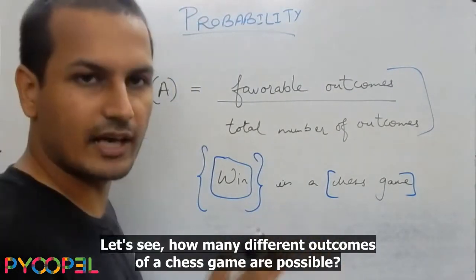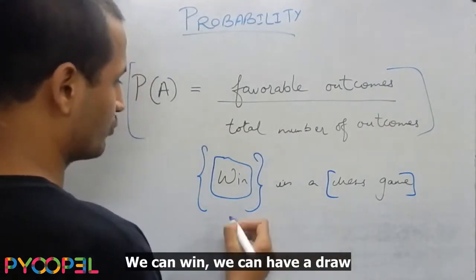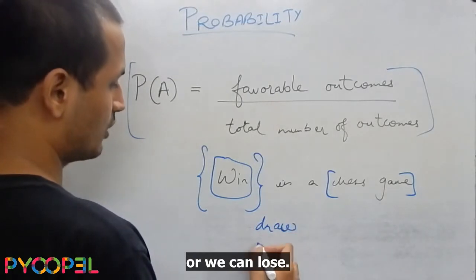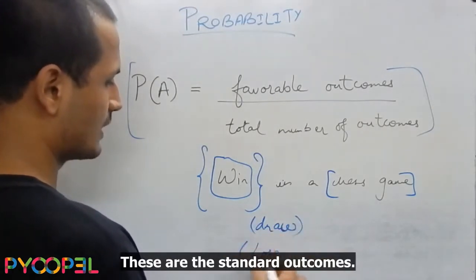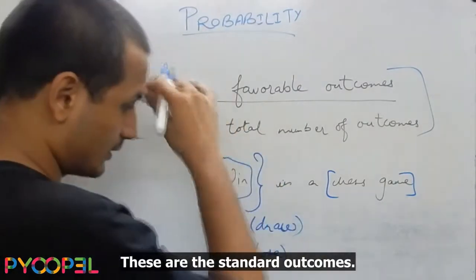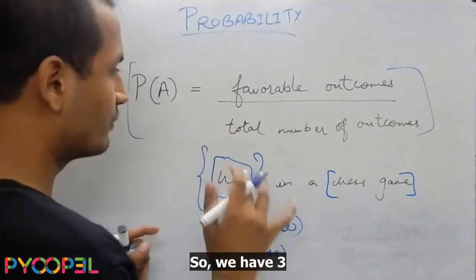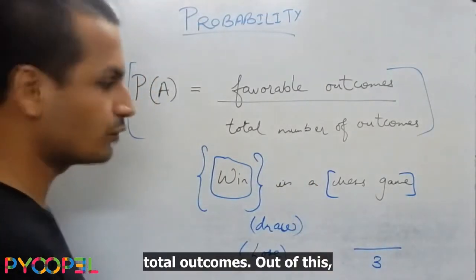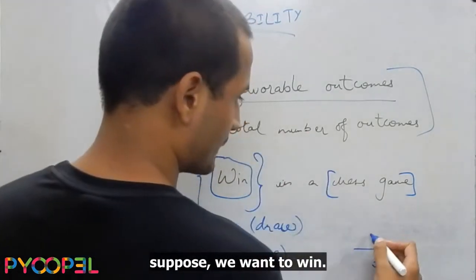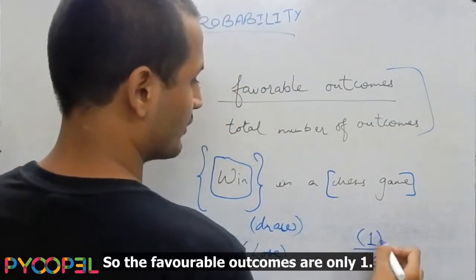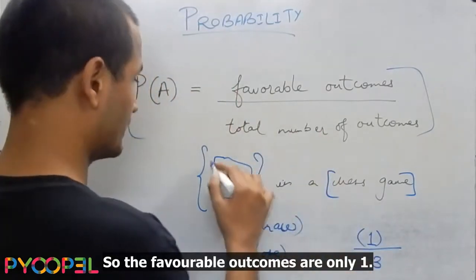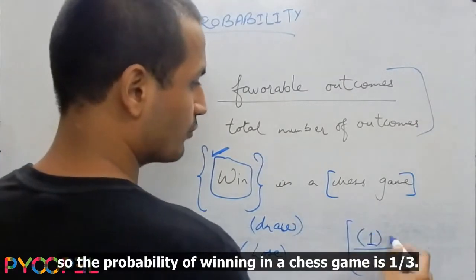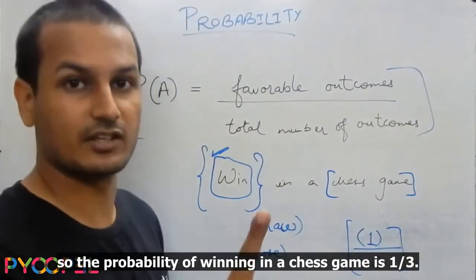Let's see how many different outcomes of a chess game are possible. Well, we can win, we can have a draw, or we can lose. These are the standard outcomes. So we have three total outcomes. Out of this, suppose we want to win. So the favorable outcomes are only one. We can only win. So the probability of winning in a chess game is 1/3.